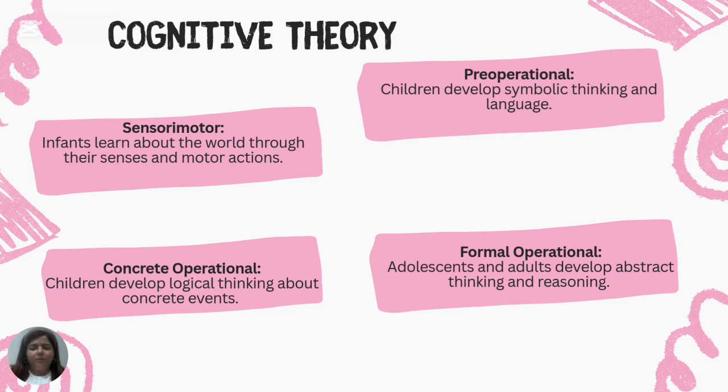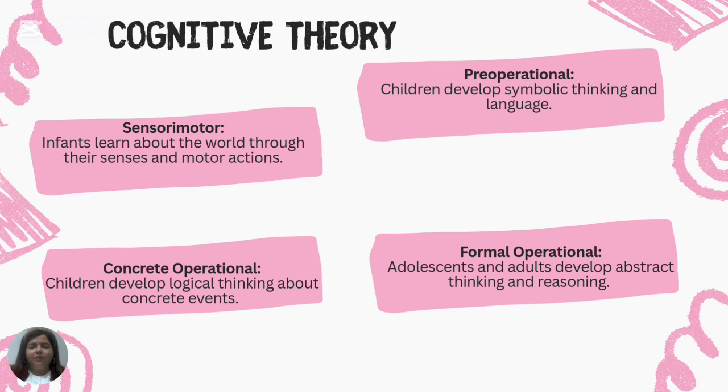Number one, sensorimotor. Infants learn about the world through their senses and motor actions. They experience the world through actions like grasping, sucking, and looking. Object permanence, the understanding that objects continue to exist even when out of sight, is a key development during this stage. Number two, preoperational. Children develop symbolic thinking and language.